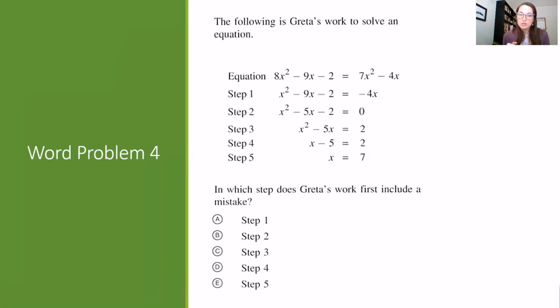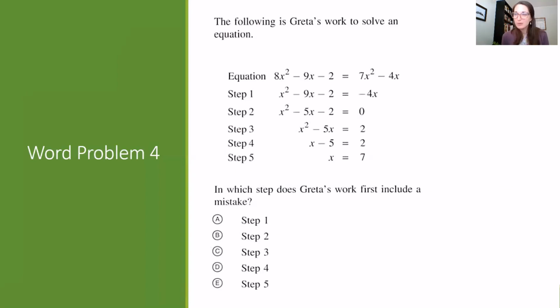Now let's look at step 2. What changed in this one? Well, I noticed that we went from having a negative 4x to having 0. So here, I'm wondering if we got rid of that negative 4x. So let's check it. What's the opposite of negative 4x? Well, adding 4x. And we need to do that on both sides.